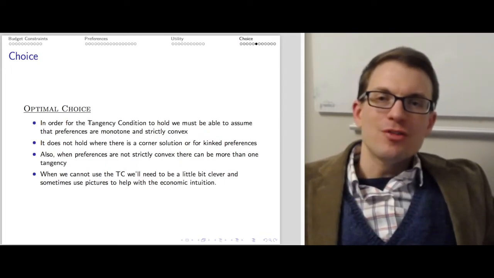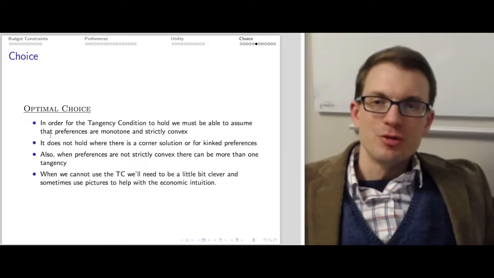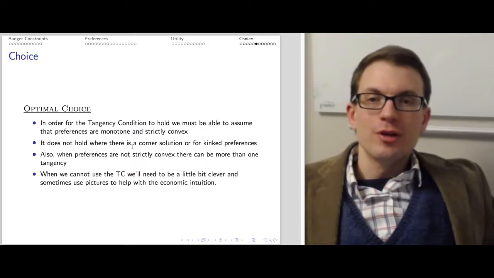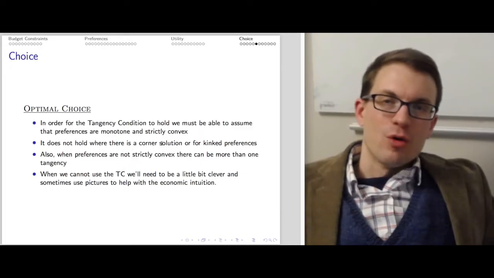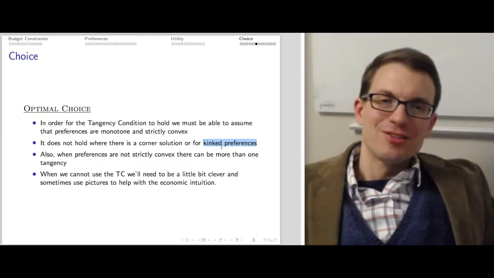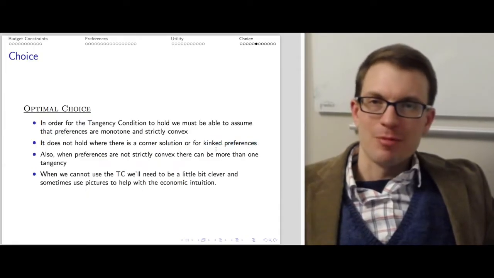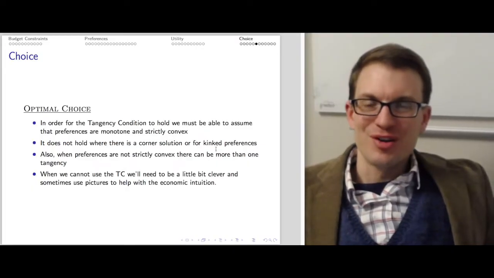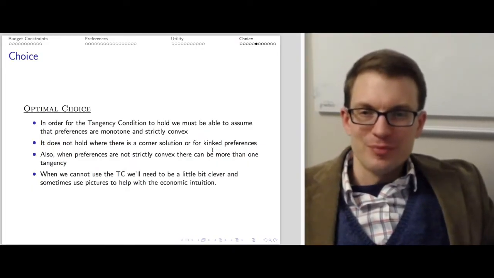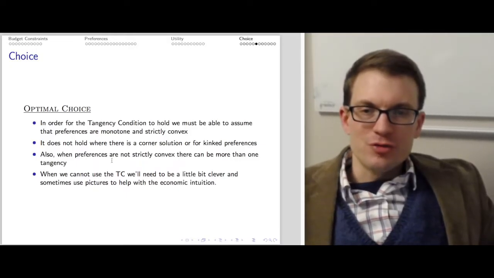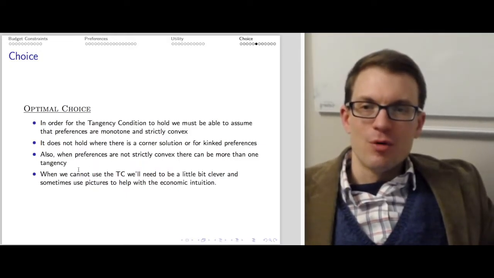In order for the tangency condition to hold, we have to be able to assume preferences are well behaved, monotone and strictly convex. It does not hold where there's a corner solution or where there's kinked preferences, like the Leontief, the right angles, perfect complements preferences. Why? Well, it's a right angle. It's a corner. The derivative is not going to exist at the corner. When preferences are not strictly convex, there can be more than one tangency.